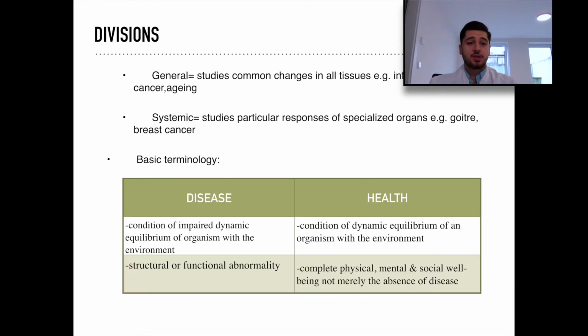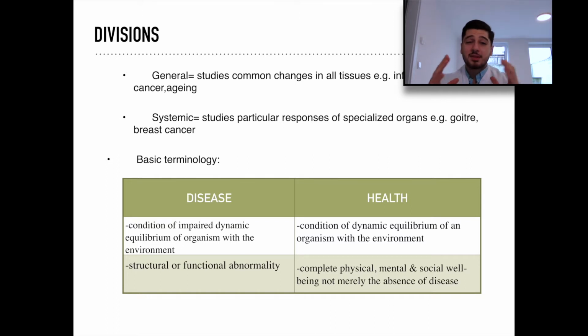We have two divisions. First, the general one studies common changes in all tissues, for example, inflammation, cancer, and aging. Systemic studies particular responses of specialized organs, for example, goiter or breast cancer.